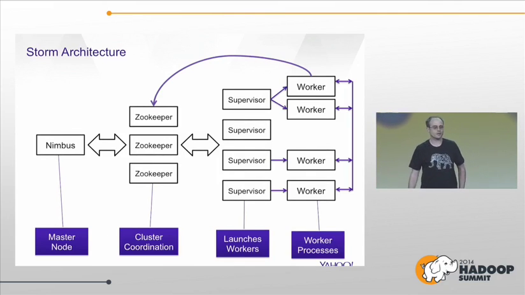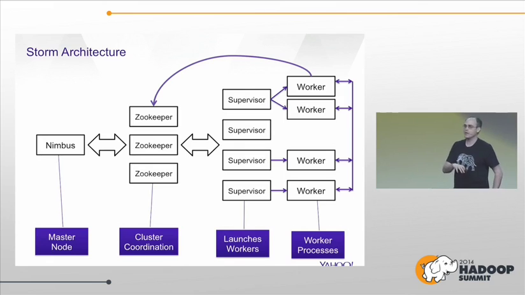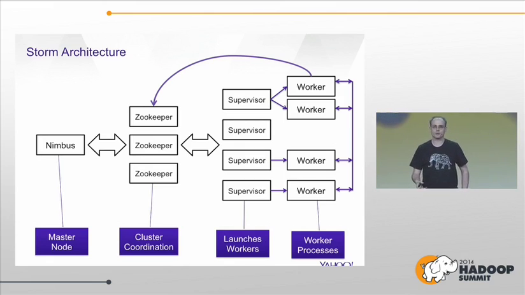The architecture itself of Storm is a layered architecture. You have Nimbus, which is the master node. That's where you submit topologies to. That's where you look at the status of your topologies. It decides what's going to run where. But Nimbus is stateless. It stores all of its state, or at least most of its state, in Zookeeper.